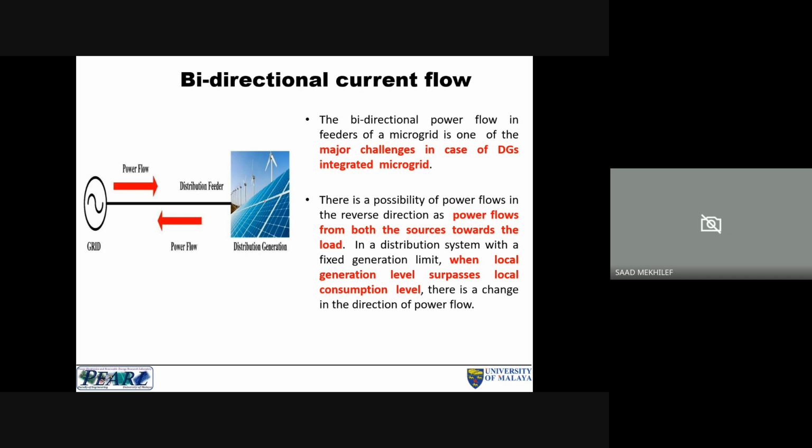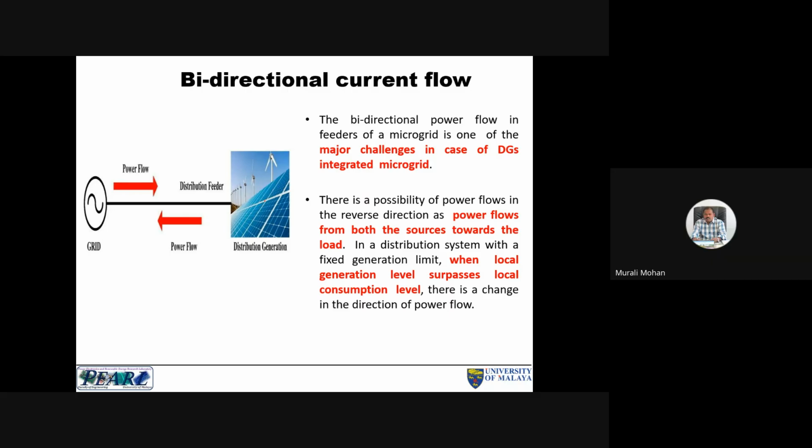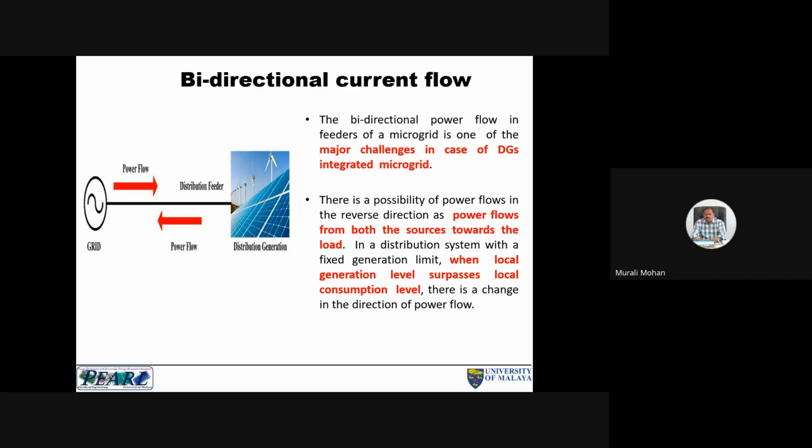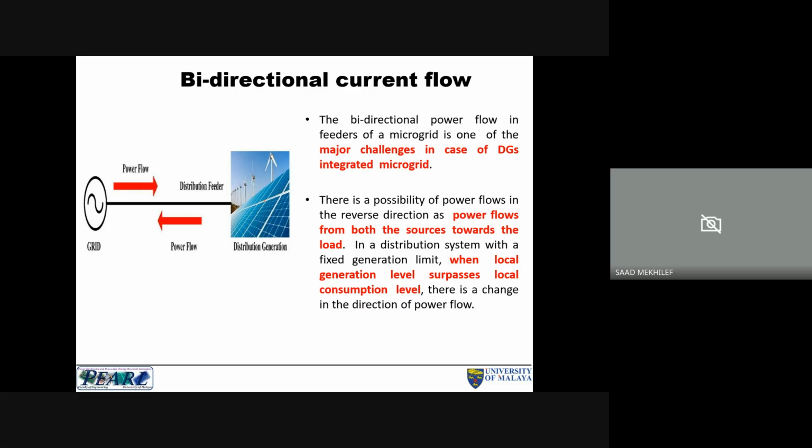Okay, and this may lead to many issues, either from the DG to the grid. When the local generation level surpasses the local consumption level, the DG keeps pumping power to the grid and it is saturated. So that's actually one of the issues of these bidirectional converters.